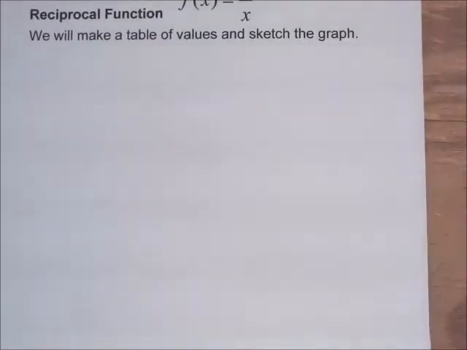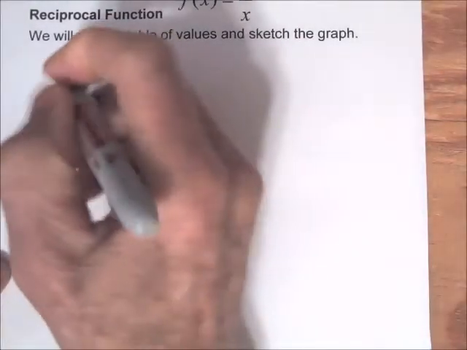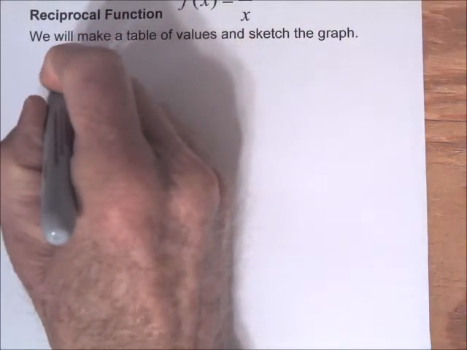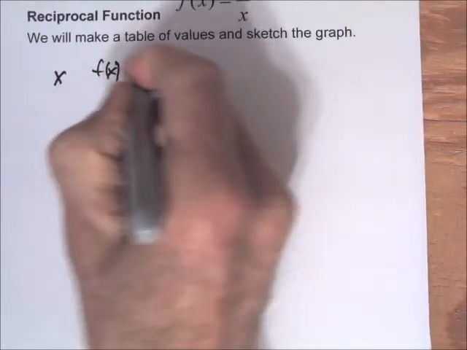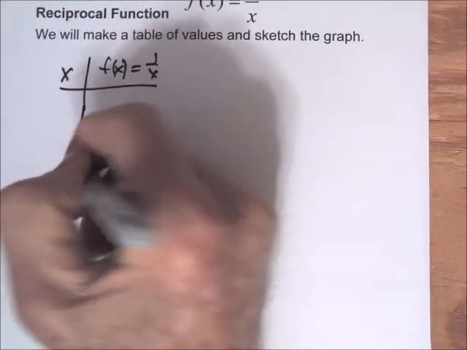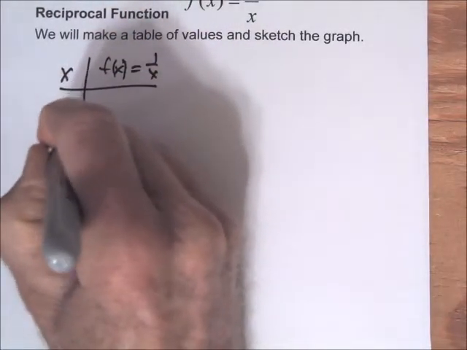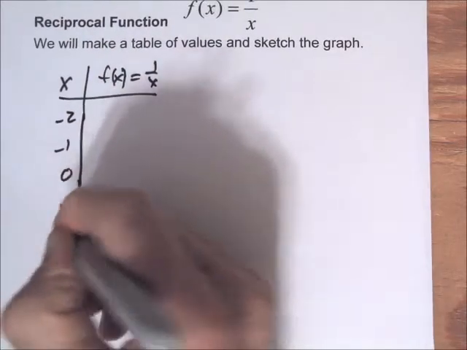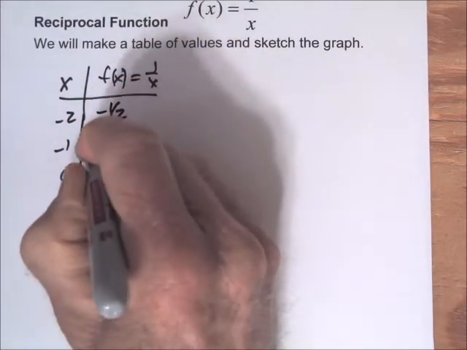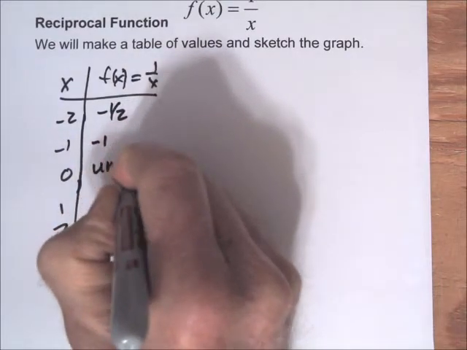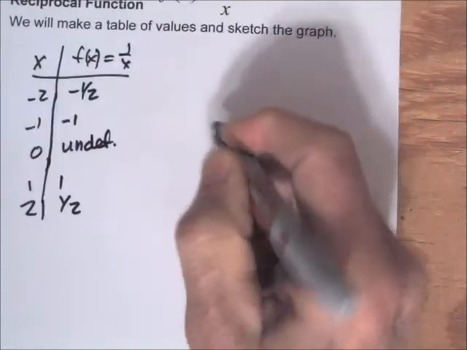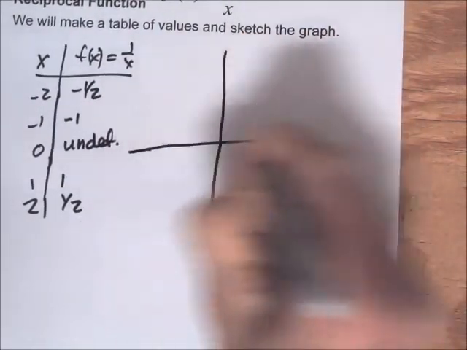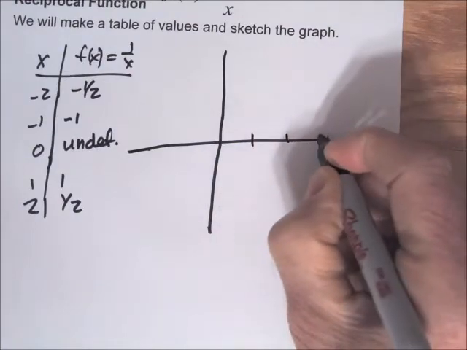Reciprocal function. This is actually a hyperbola. We went over some examples of a hyperbola in a previous video, but anyway, we can pick some numbers for x and compute f of x, let's say -2, -1, 0, 1, and 2. I have -1/2, -1, undefined, can't divide by 0, 1, 1/2.